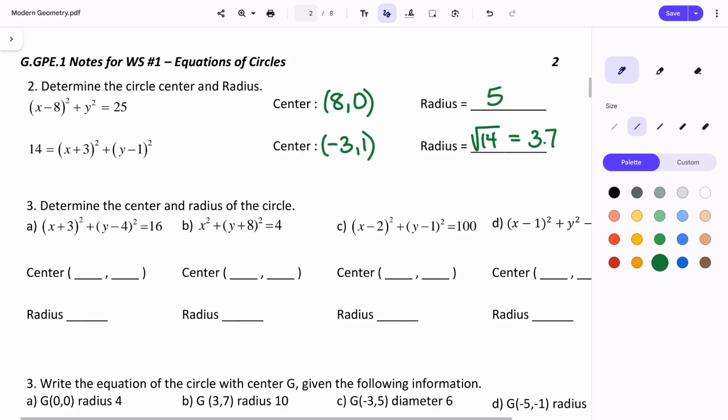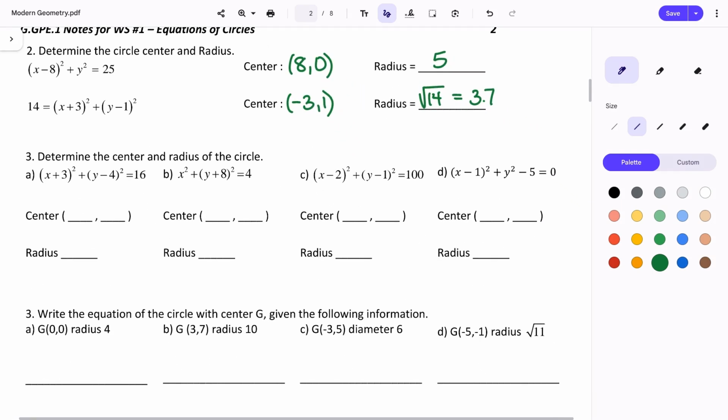Okay, you guys go ahead and try to do 3. There's 4 of them here. I'm just going to put a little star by D. Be careful with that one. Make sure you fix something before you try to grab anything there.